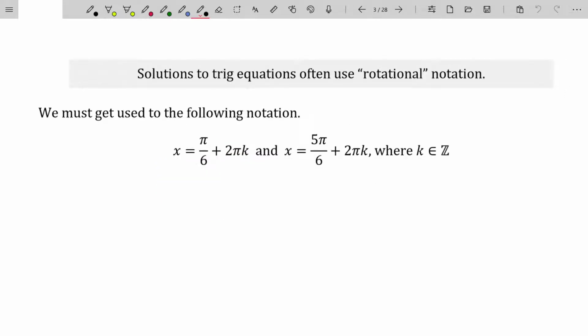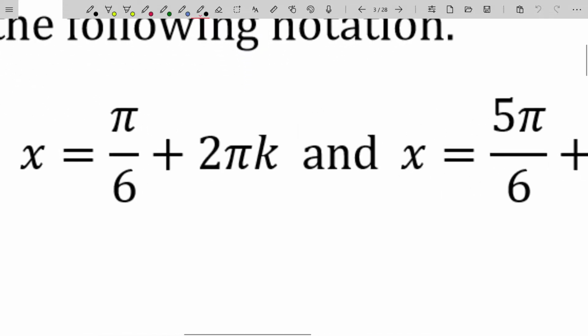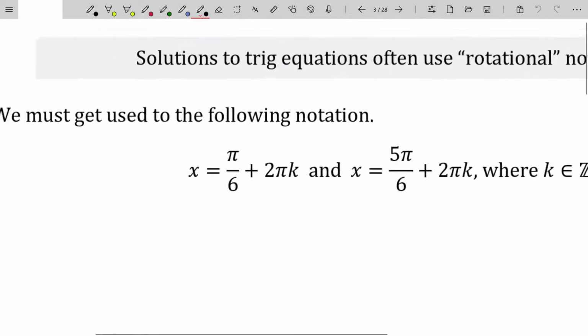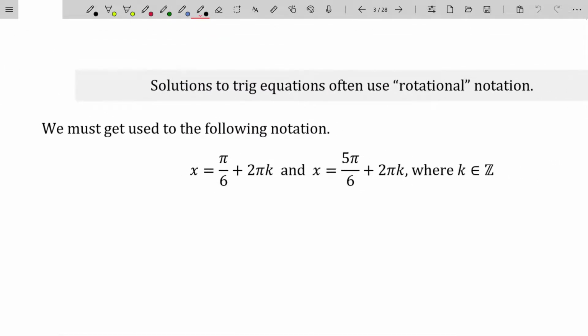The next thing I want to note, and you've just seen this, is that solutions to trig equations often use the quote-unquote rotational notation. I don't know any other way of calling it, but when I say rotational notation, I just mean the plus 2 pi k notation. And you have to kind of get used to that. And by the way, it won't always be plus 2 pi k. It might be plus pi k or plus 2 pi over 3k. We'll see that in future examples.